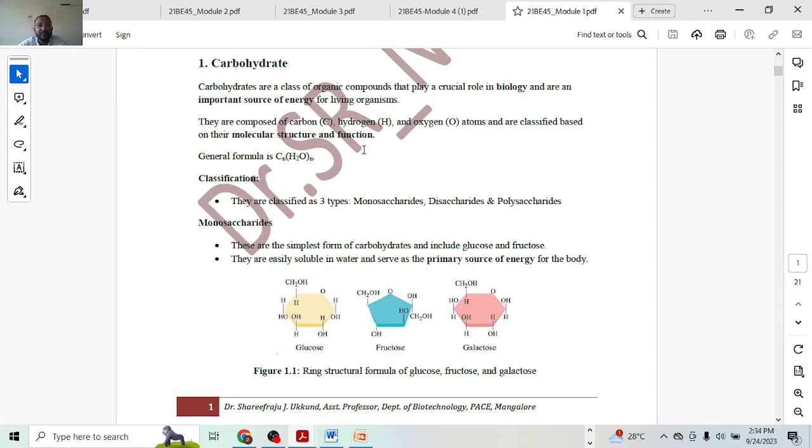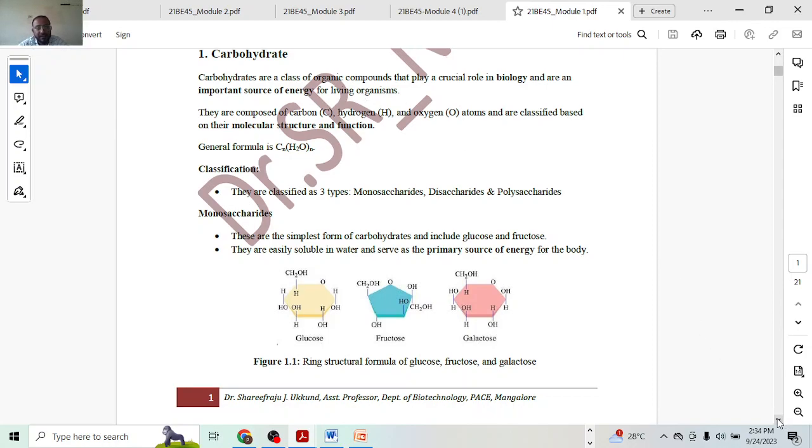This will carry 1 mark or 1.5 marks. You have the definition, you know the components, and you have the formula. Minimum 1 mark, maximum 2 marks or 1.5 marks, based on the question paper setter. Next, classification. We have 3 classifications. Since the question is for 5 marks, you can imagine 1 mark is for the carbohydrate introduction, 1 single mark for monosaccharides, a single mark for disaccharide explanation, and one for polysaccharide explanation.